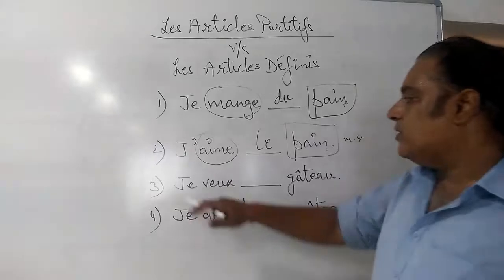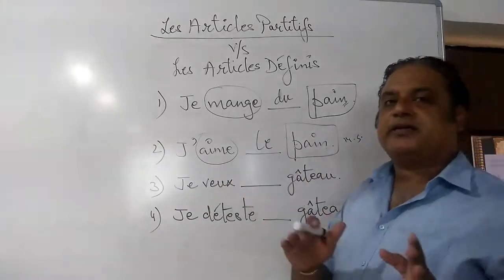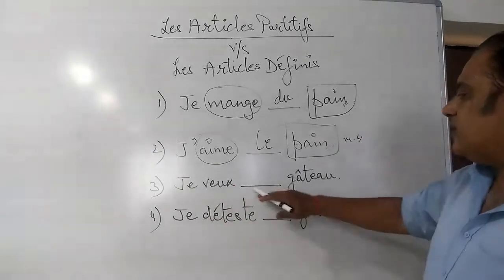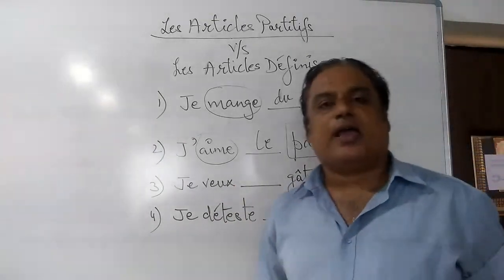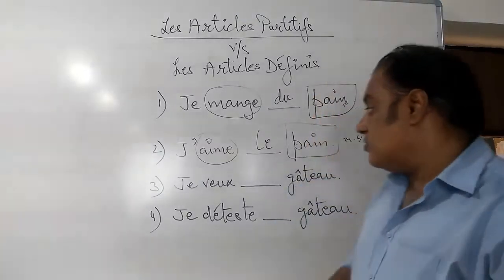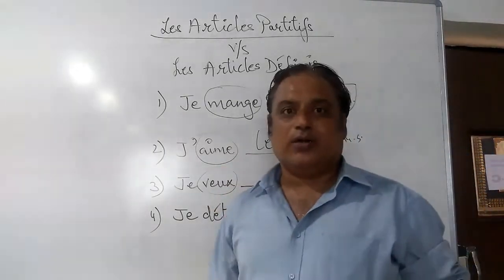Okay. Coming on, I'll just repeat this concept again so that you get it clearly. Here, the third sentence says, je veux dash gâteau. I want dash cake. Now, this is the verb vouloir. Vouloir is to wish or to want.